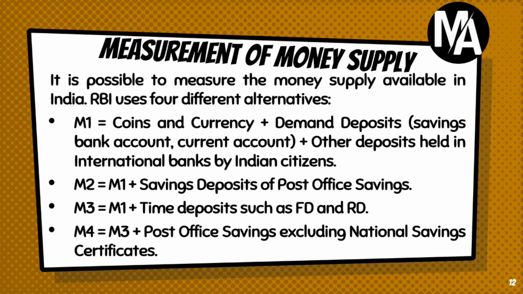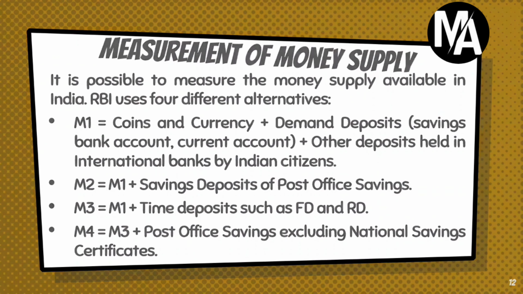The next one is M4, which is basically M3 plus post office savings excluding national savings certificates. Now, M4 is the most difficult one to be withdrawn into cash. This is because the minimum period of post office savings excluding national savings certificates is 5 years to 10 years. And that is why M1 is easily convertible into cash, M2 is slightly difficult, M3 is more difficult, and M4 is the most difficult. In this way, these are 4 different alternatives used by the Reserve Bank of India to measure the supply of money or the availability of money in the Indian economy.